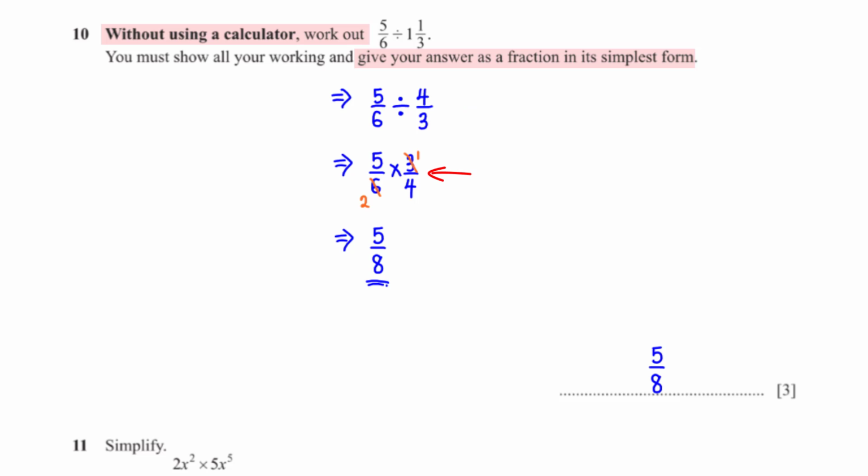In the next step, we have 5 over 6, then we replace the division sign with a multiplication sign, and then we bring in the reciprocal of 4 over 3, which is 3 over 4. 3 goes into itself once and goes into 6 2 times. And so for the numerator, we have 5 times 1 giving us 5, and for the denominator, we have 2 times 4 giving us 8. And so our final answer here is 5 over 8.